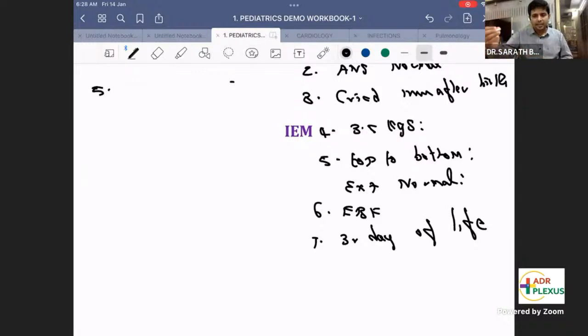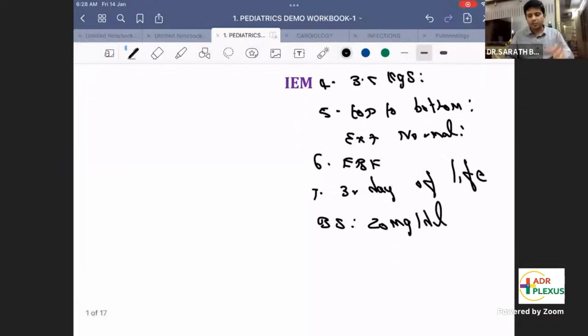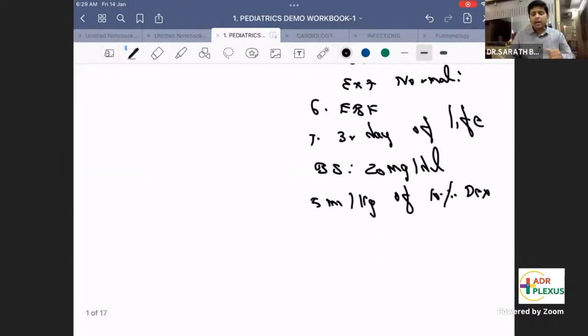Right, the child is lethargic. The child is having a refusal of feeds, and you are checking the blood sugar. The blood sugar was just 20 milligram per deciliter, and you are infusing the child with 5 ml per kg of 10% dextrose. And the child is revived, and you are maintaining a glucose infusion rate of 6 milligram per kilogram per minute, which is the normal required day-to-day requirement of glucose.